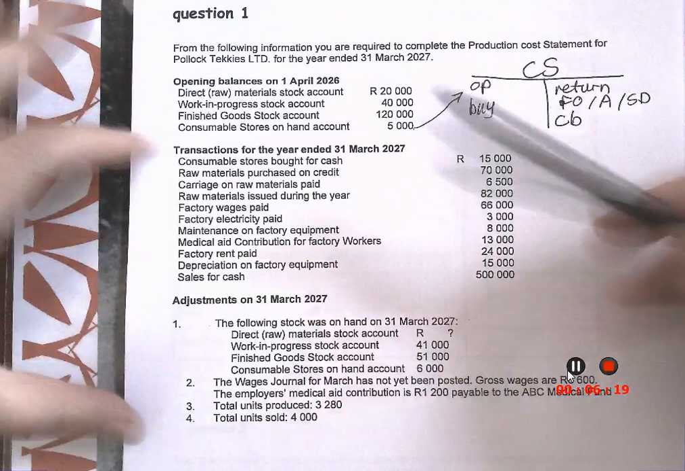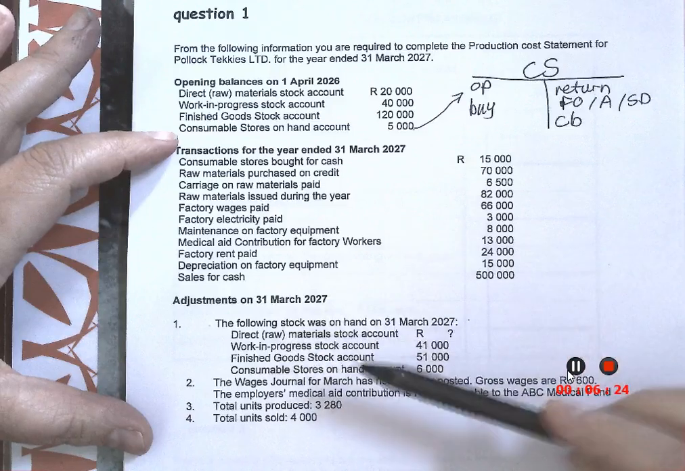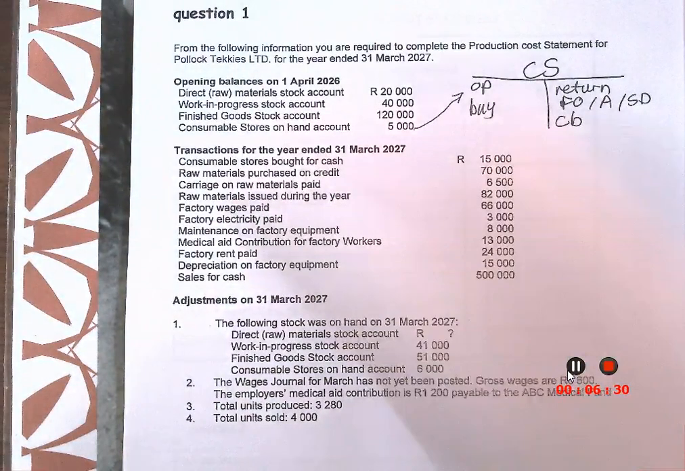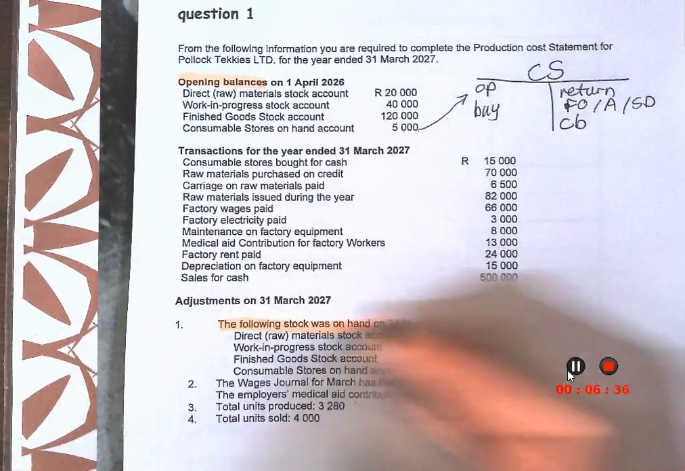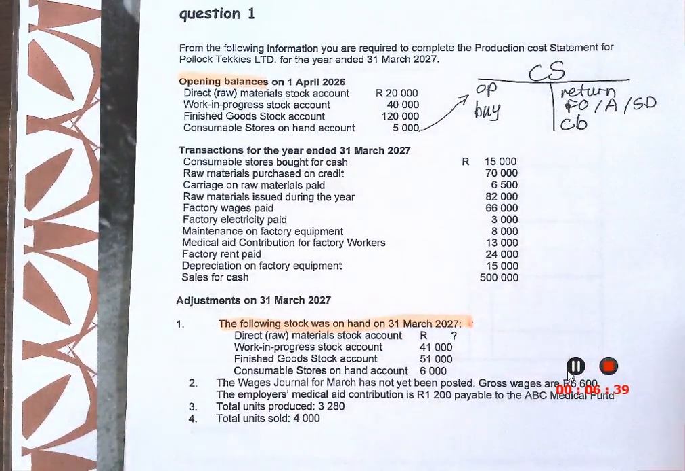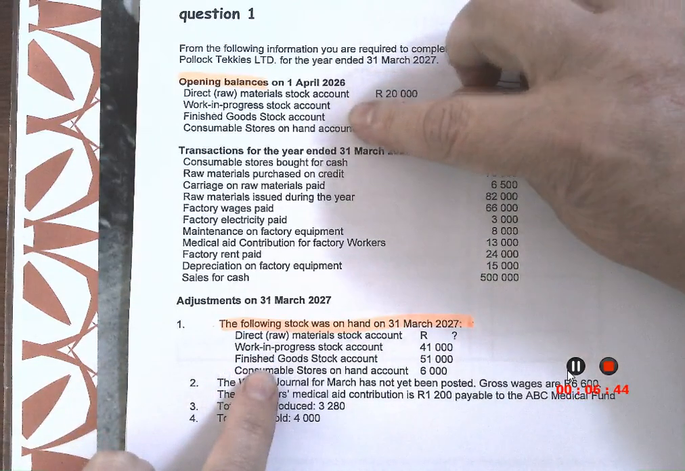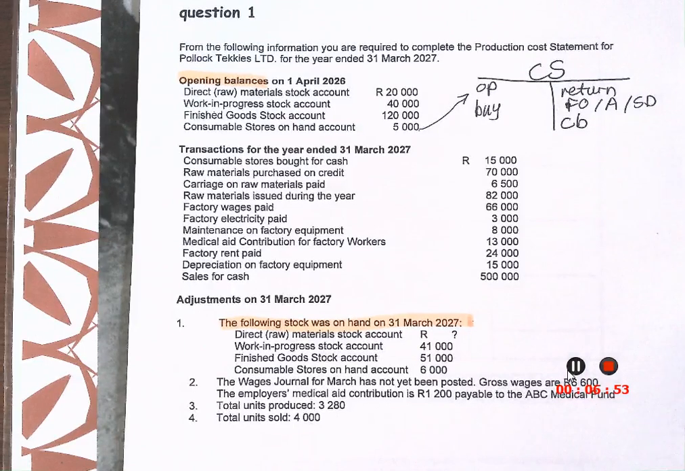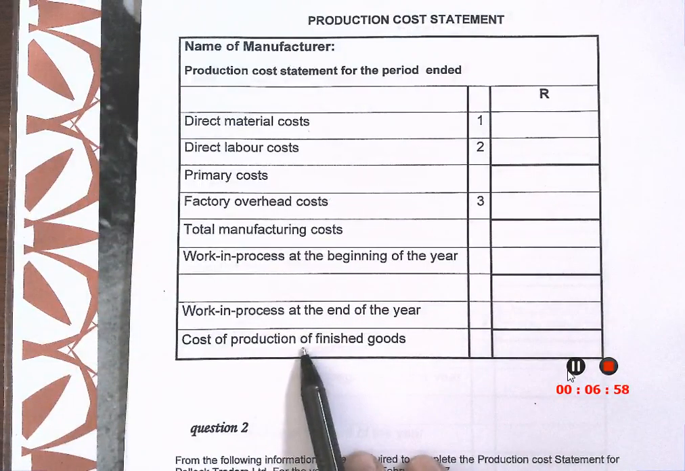And then they give me transactions that happened. So this is the opening balance, and here they give me the closing balance. Again, direct material, work in process, finished goods, consumable stores. And they give me a few adjustments. So now I'm asking you, you should do for me the production cost statement.